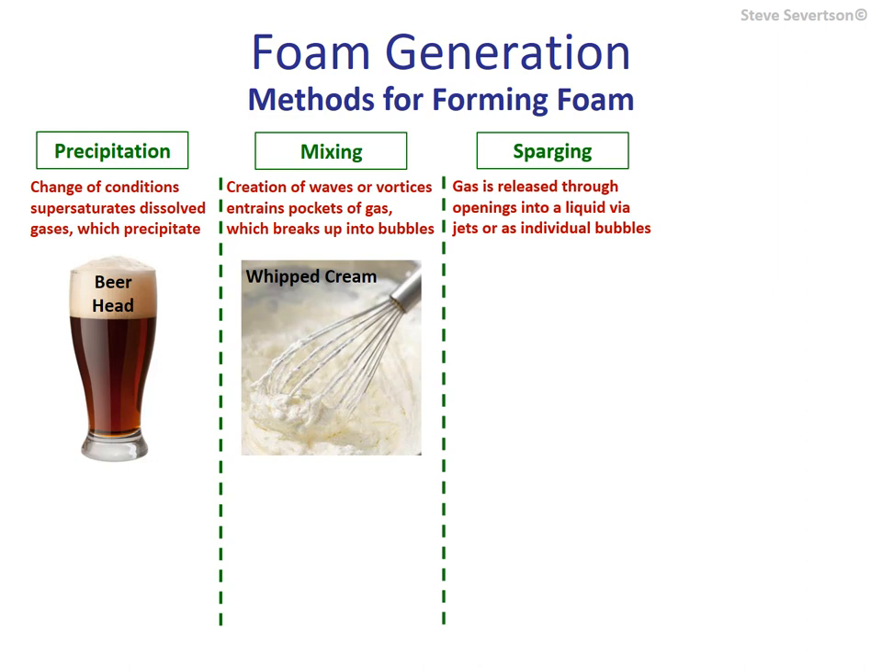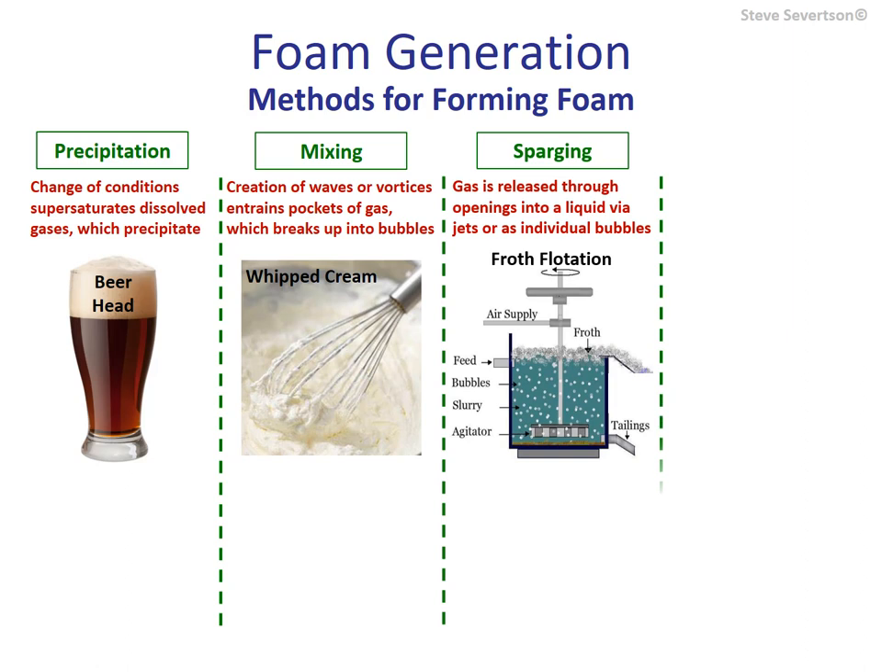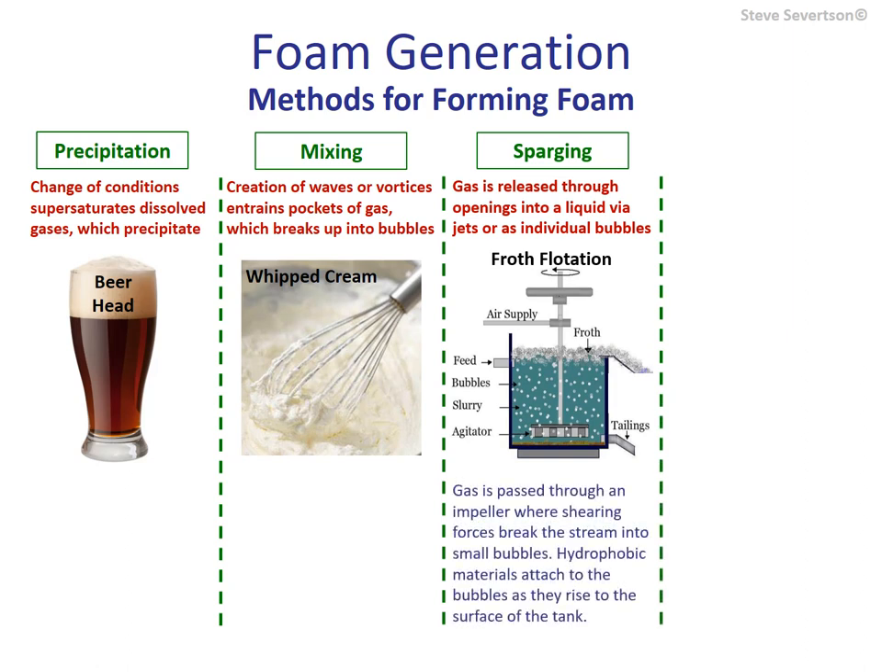Sparging, or spraying, is the introduction of gas into the interior of a liquid. The gas leaves an inlet as individual bubbles or as a jet that breaks up into bubbles. Froth flotation utilizes sparging. As the introduced bubbles rise, they collect and separate hydrophobic particles from the more hydrophilic ones. The foam head or froth forms at the top of the tank and can be spilled or skimmed with the isolated particles for further processing.